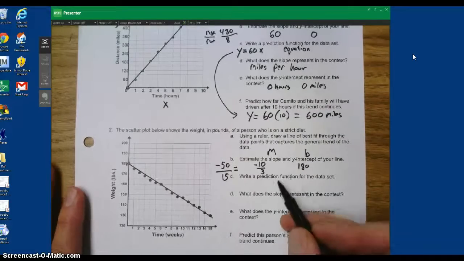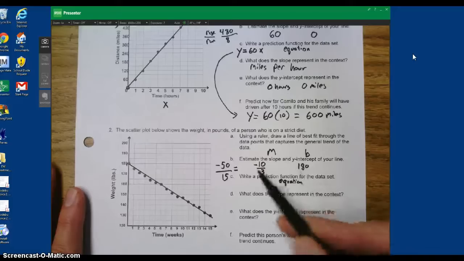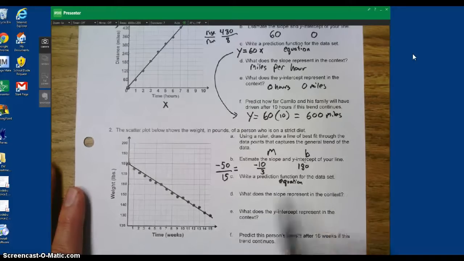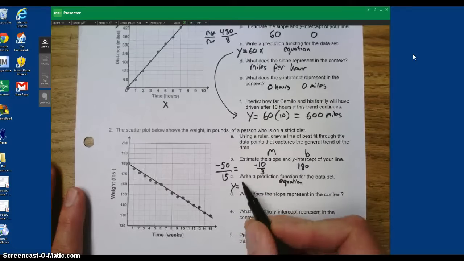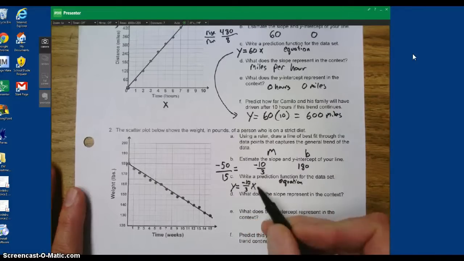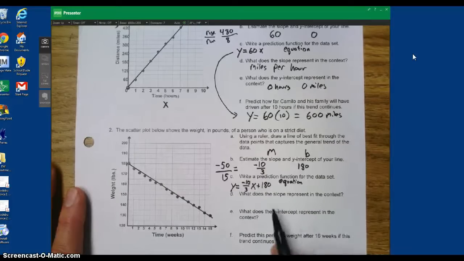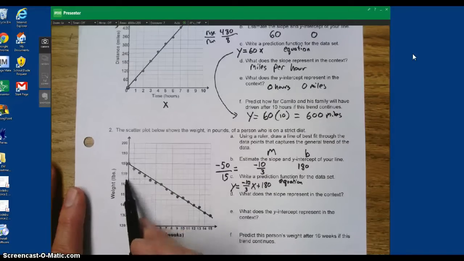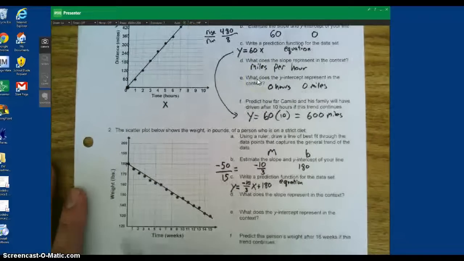Okay, write a prediction function. Remember that means equation. So guys, you have M, you have B. Let's go ahead and write an equation. Y equals M X plus B, 180. What does the slope represent in context? Let's see, you lose a certain weight in a certain amount of weeks.